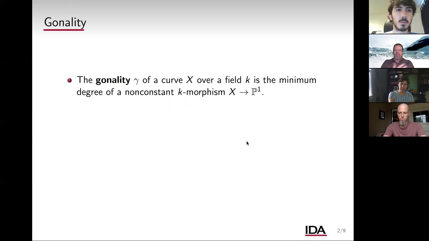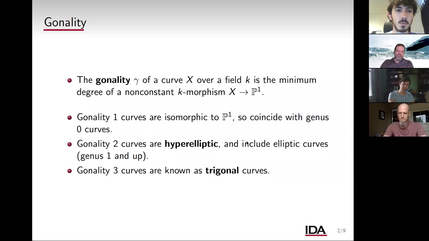If you came late to arithmetic geometry like I did, you'll need this defined for you. The gonality gamma of a curve X over a field K is the minimum degree of a non-constant K-morphism X to the projective line. And what does this look like for some fairly straightforward curves? So gonality 1 says essentially there's an isomorphism there. So curves that are isomorphic with the projective line are genus 0 curves.